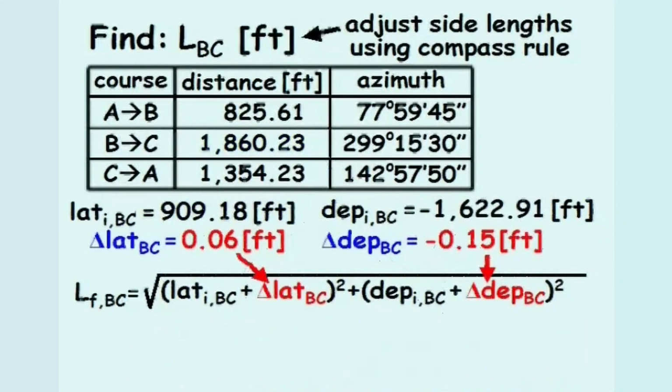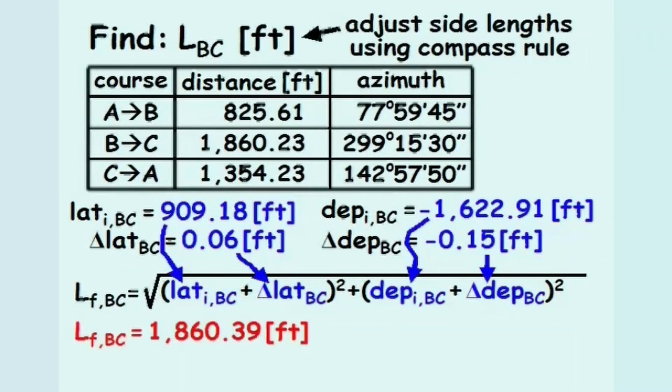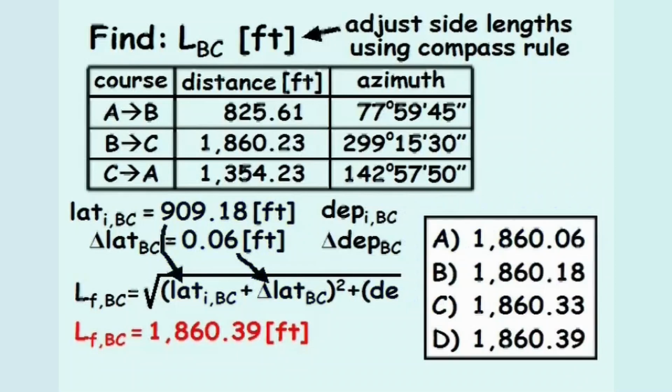Next, we'll plug in these length measurements into our equation for the final length of course BC, as well as the initial latitude and departure, and the final length of course BC equals 1,860.39 feet. When reviewing the possible solutions, the answer is D.